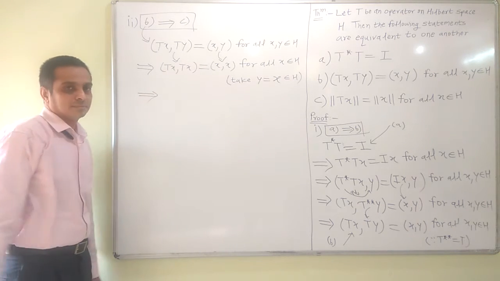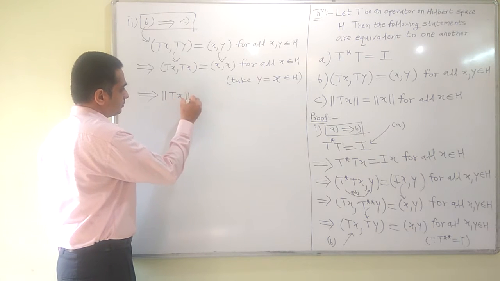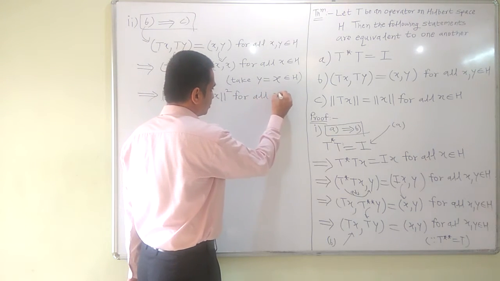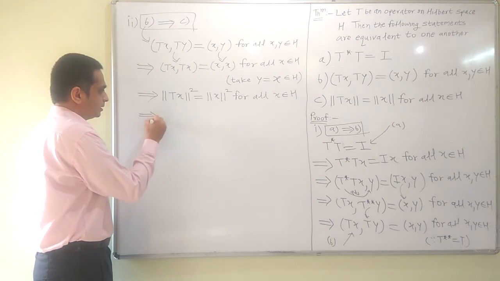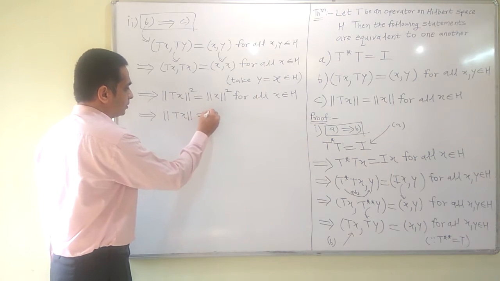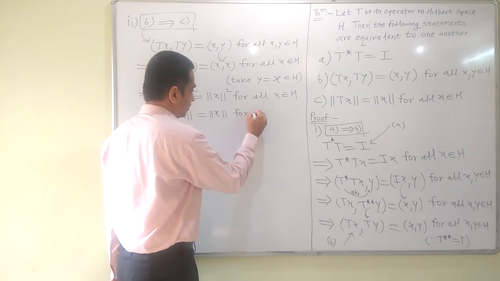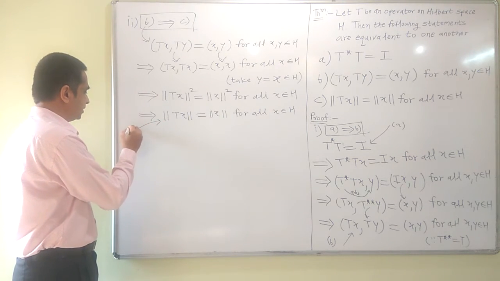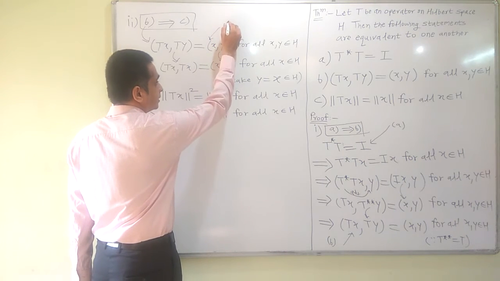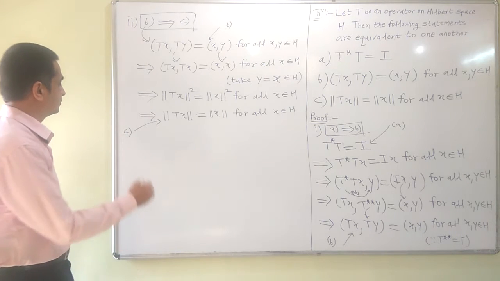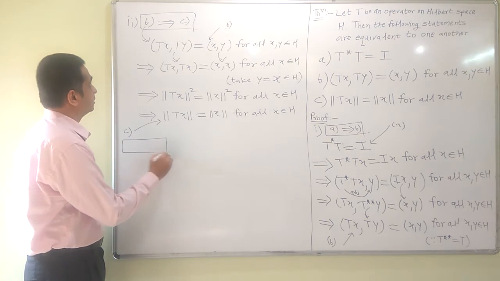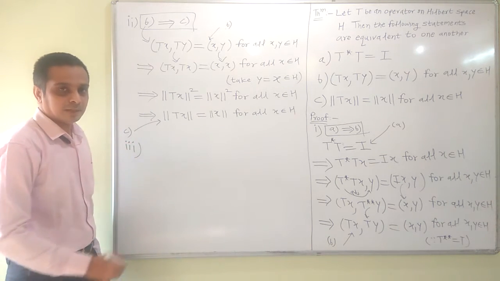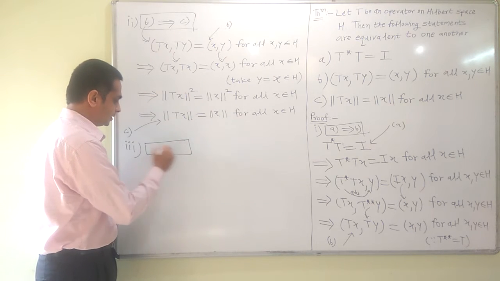So this implies norm of Tx square is equal to norm of x square for all x belongs to H. This implies that norm of Tx is equal to norm of x for all x belongs to H. So this gives us proof of statement C. So this is nothing but statement C, and this was statement B. So we proved that statement B implies statement C. Now in the third part we are going to prove C implies A. The final implication which we are going to prove is C implies A.